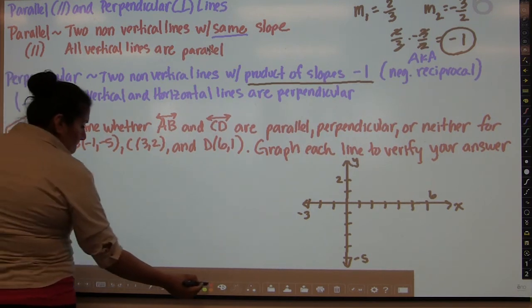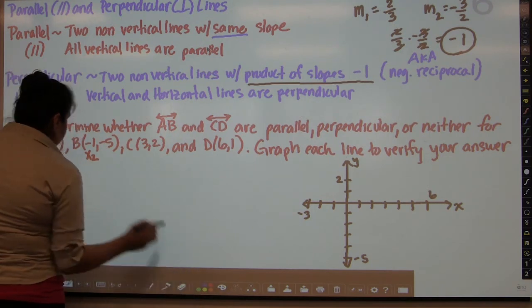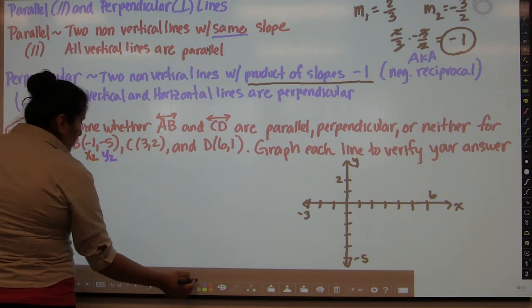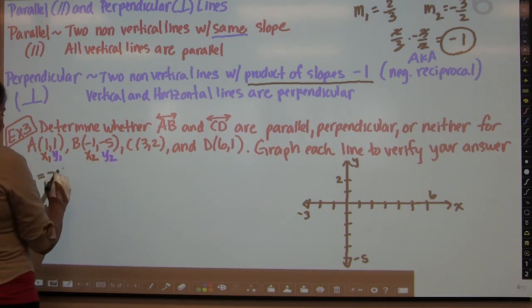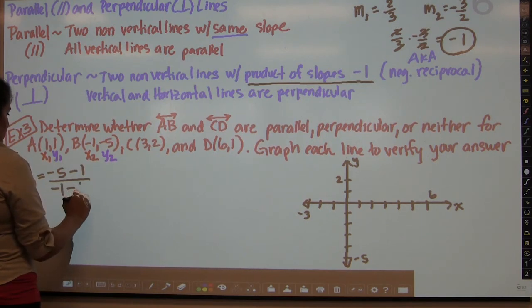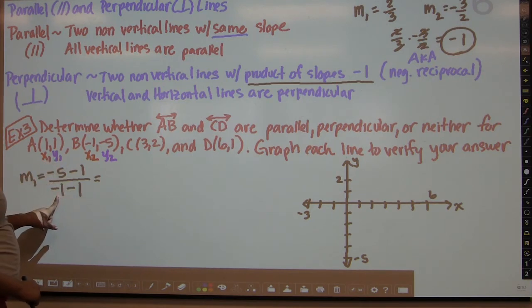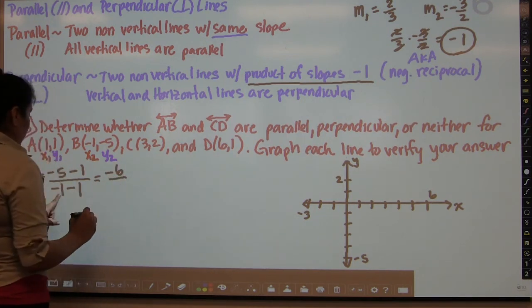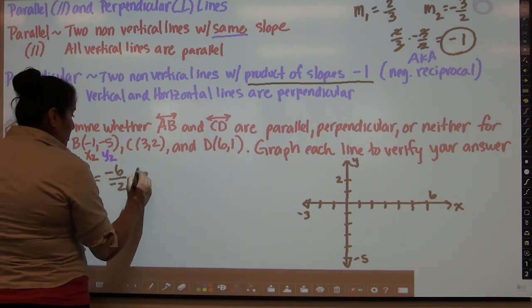So I'm going to start with AB and call these X1 and X2, and call these Y1 and Y2, and I'm going to find the slope. The first slope is going to be -5 minus 1 over -1 minus 1. So I'm taking Y2, -5, minus Y1, which is 1, over X2, which is -1, minus X1, which is 1. -5 minus 1 is -6, and -1 minus 1 is -2. A negative divided by a negative is positive, and 6 divided by 2 is 3. So that's my first slope.